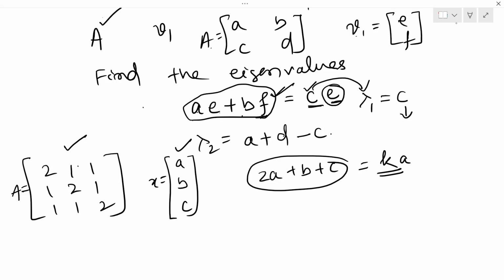Okay, is it clear to all? If it is a 2 cross 2 matrix, let us verify. Here I need not verify each component. Just one component I will verify. Okay, is it clear?